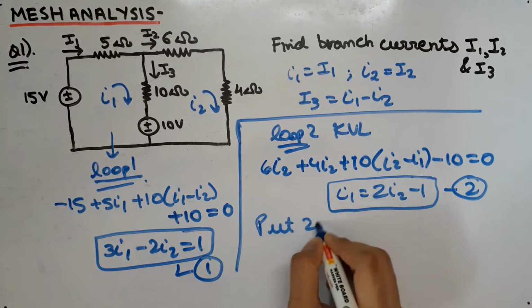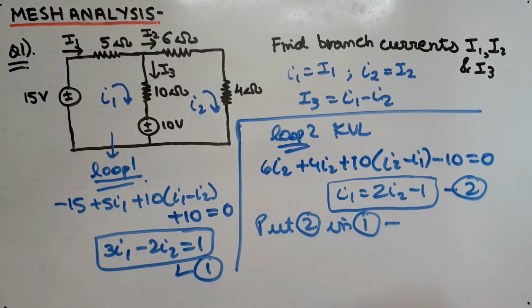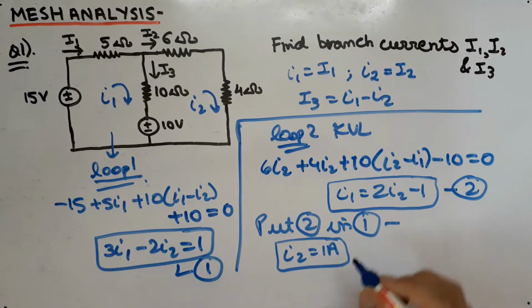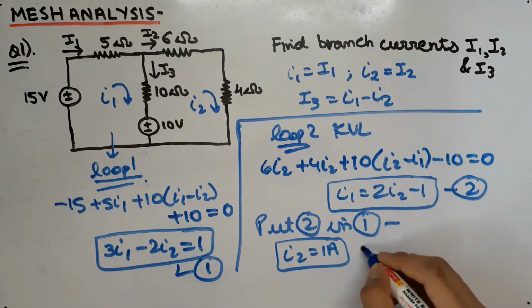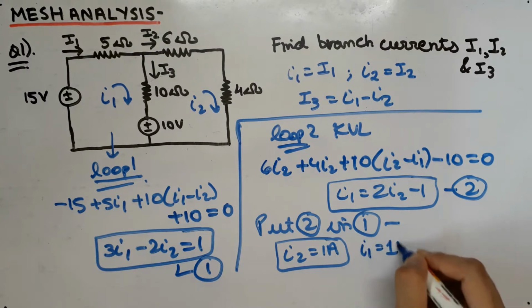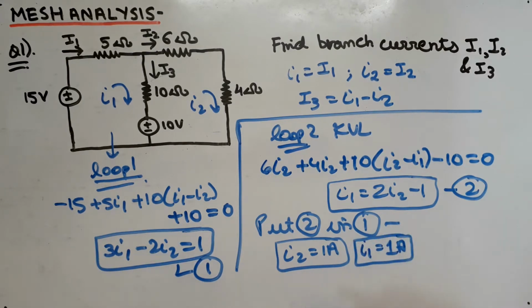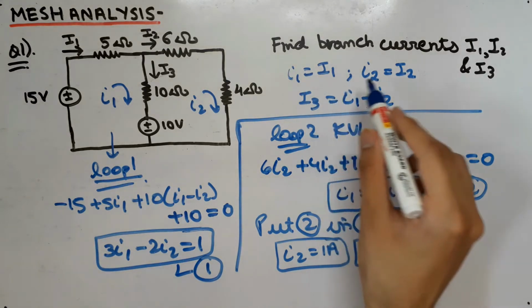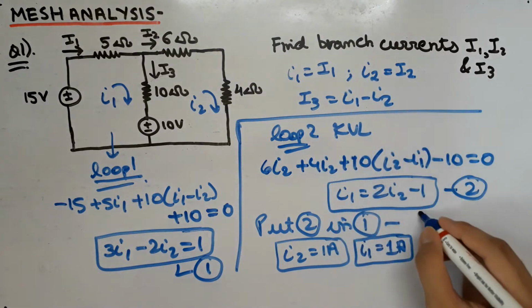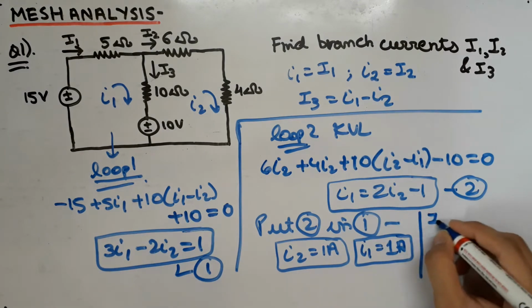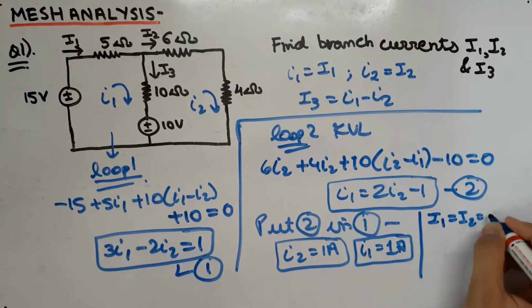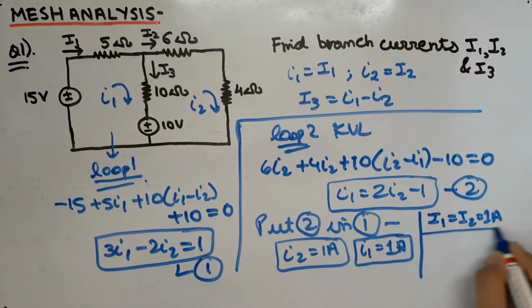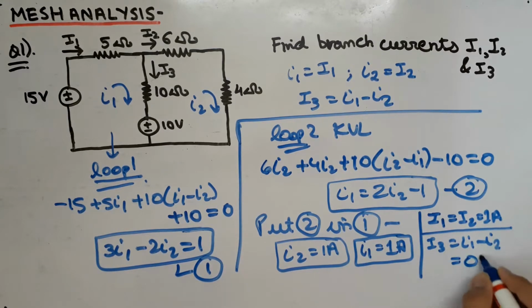Now we will put equation 2 in equation 1, and from there we will get the value of i2 as 1 ampere. Now that we have got i2, we will put this value of i2 in equation 2. From there we will get the value of i1, which will also come out to be 1 ampere. Now we had assumed that small i1 is equal to capital I1 and small i2 is equal to capital I2. So we have got the values of capital I1 and capital I2. That is, they are equal. That is, I1 is equal to I2 is equal to 1 ampere. Now we also know that I3 is equal to small i1 minus small i2, which will come out to be 0 amperes.